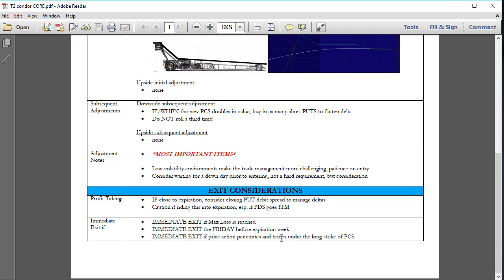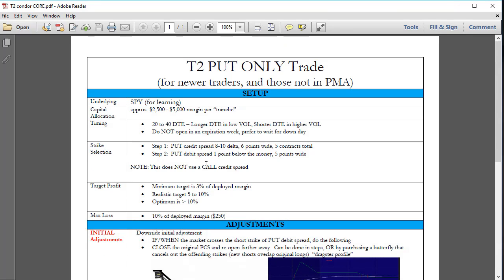And then lastly, immediate exit if price action penetrates and trades under the long strike of the put credit spread. There will be conditions and scenarios when that happens where you have not hit your max loss yet and the market has moved a significant enough amount. Remember, our put credit spread opens with a delta of 8 to 10, right? So if our delta is at 10, we have already moved a significant amount because we have 6 points wing width from the short strike to the lower long strike.